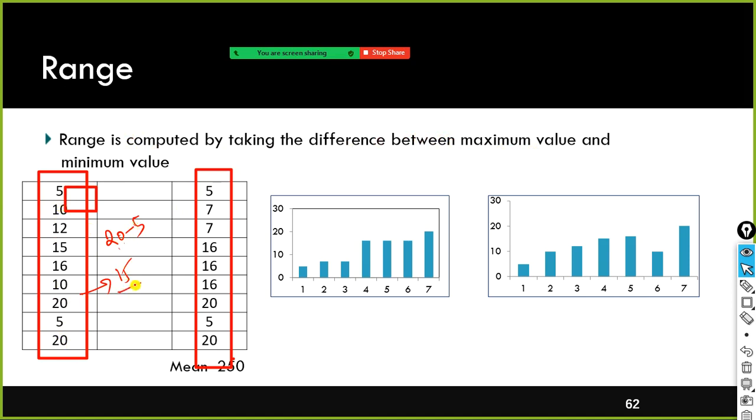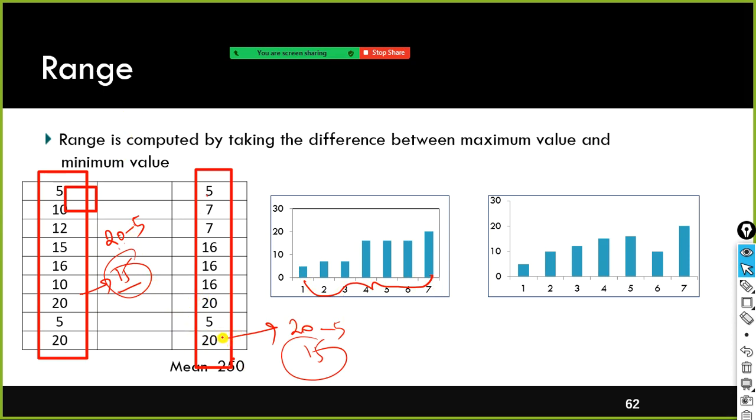This is the range. In this case, what is the maximum value? 20. What is the minimum value? 5. 20 minus 5 is 15. So in both data sets, the range is 15 only. Though they are different, the range is nothing but the spread of the data, how spread out the data is. So this is how using range we can find the spread of the data set.